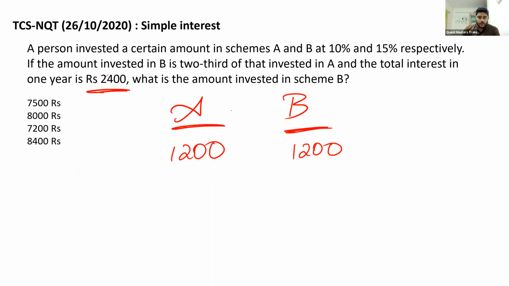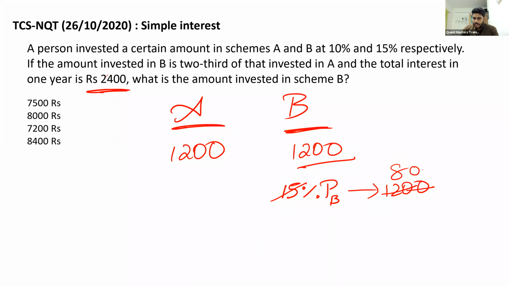Now what are they asking? What is the amount invested in B? I am getting 15% of the principal in B, and this 15% is nothing but 1,200. 15 ones are 15, 15 eights are 120, followed by 0. Percentage double 0 multiply. So 80 into 100 is 8,000. Do I have this option?